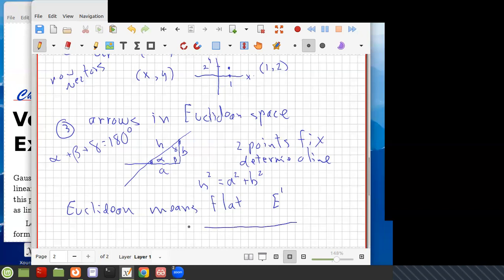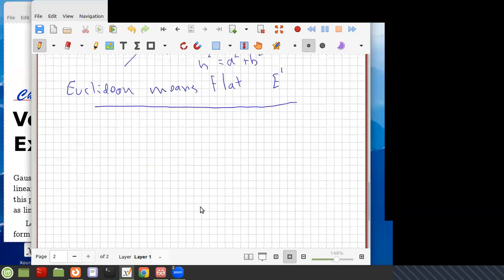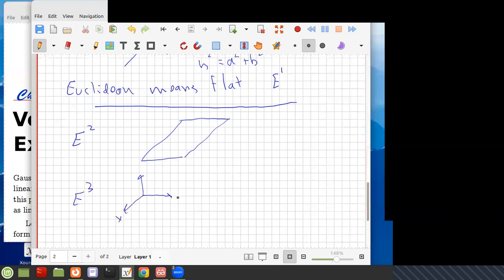E1 is a line, okay? E2 is a plane. Try to draw that in perspective. E3 is like a 3-space. We normally do X, Y, Z.